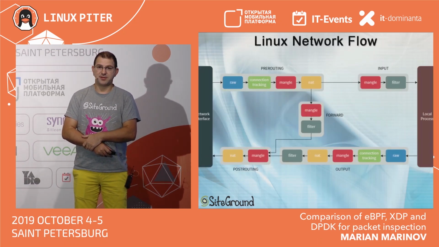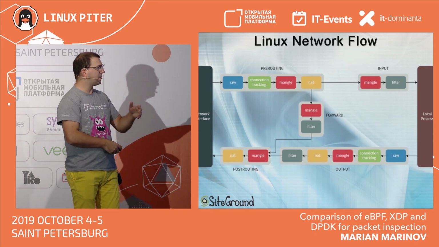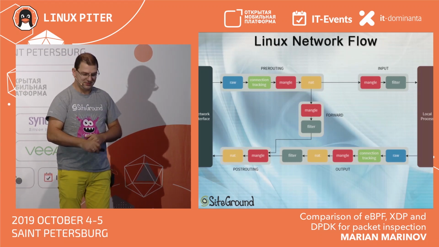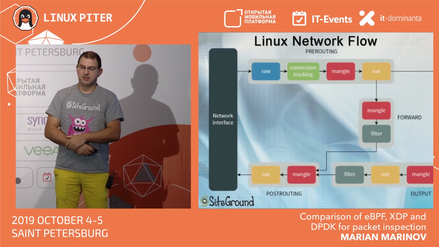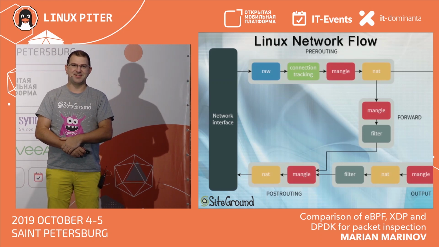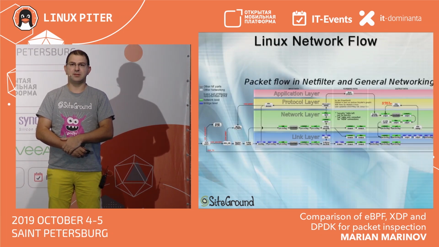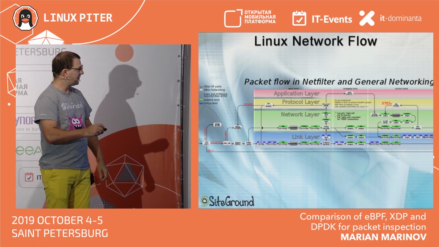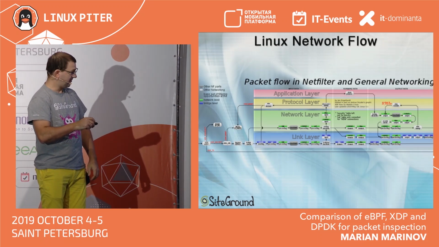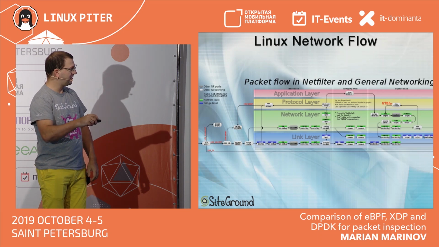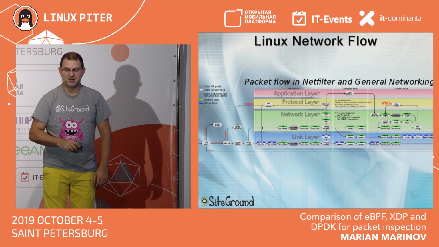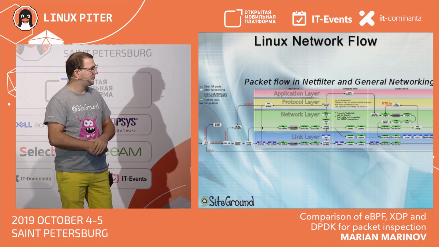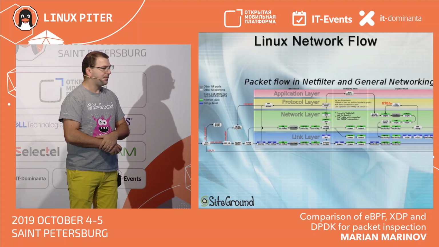So the problem is the Linux networking stack. In general, it looks like this. We'll focus only on the part that is forwarding, so this thing here. And this is the general picture of the networking stack. Actually, this is the networking stack of Linux. Your packet starts here, here, and then it traverses all this line here for the whole packet to go out of your machine.